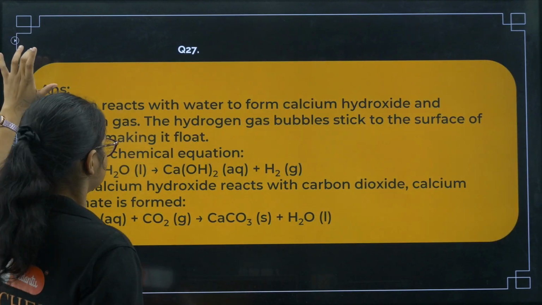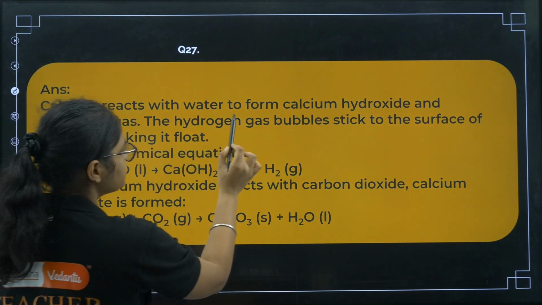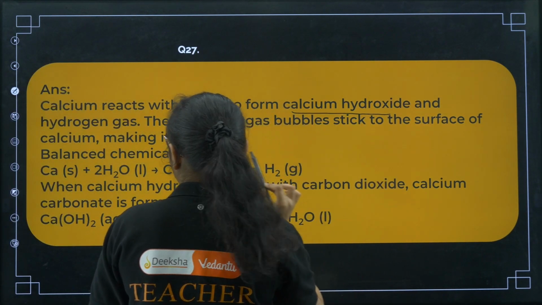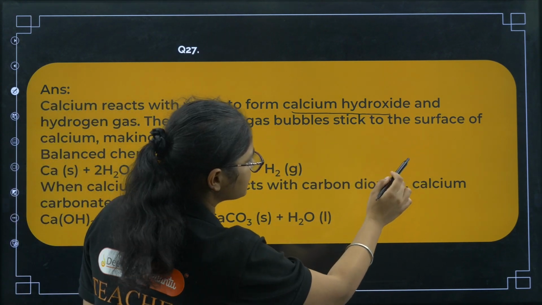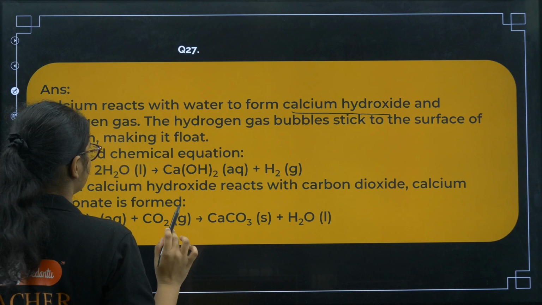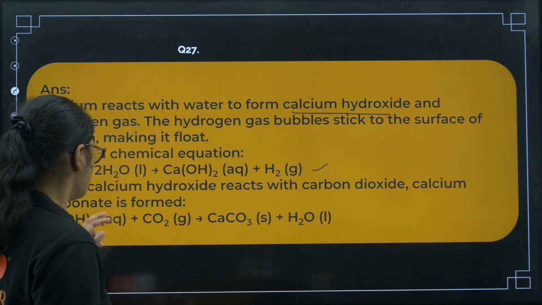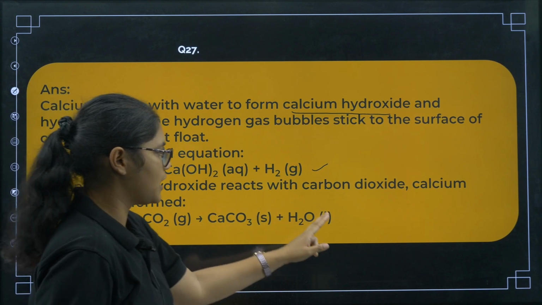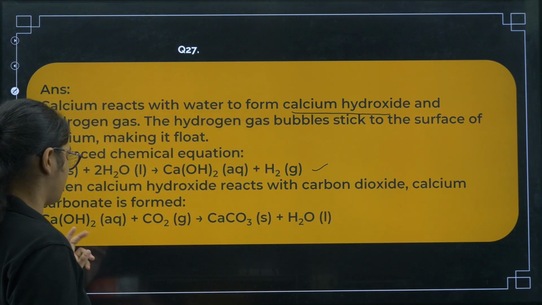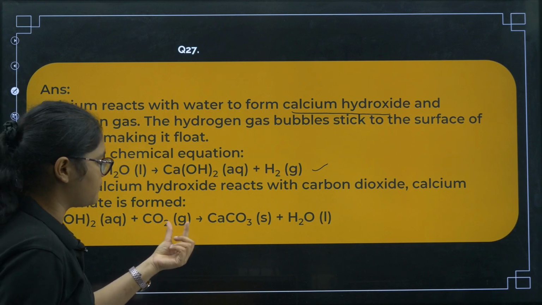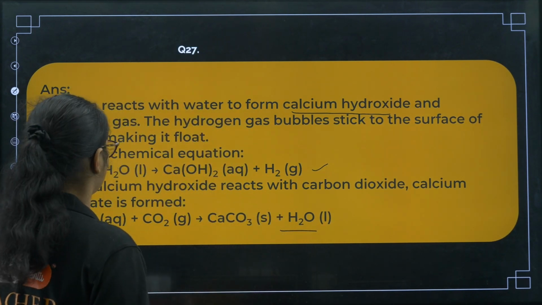Okay, so you can write: first, calcium reacts with water to form calcium hydroxide and hydrogen gas. The hydrogen gas bubbles stick to the surface of calcium, making it float. So the balanced equation is this one. This is the first part of the question. Now, when calcium hydroxide reacts with carbon dioxide, calcium carbonate is formed. So you have calcium hydroxide plus carbon dioxide, you get calcium carbonate plus water. Okay, so this is your final product.